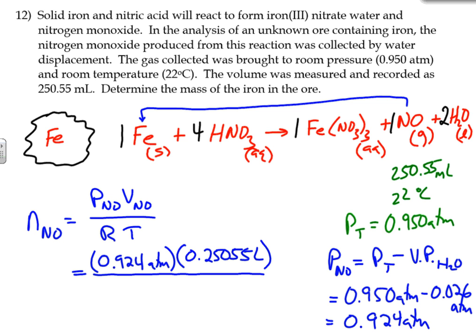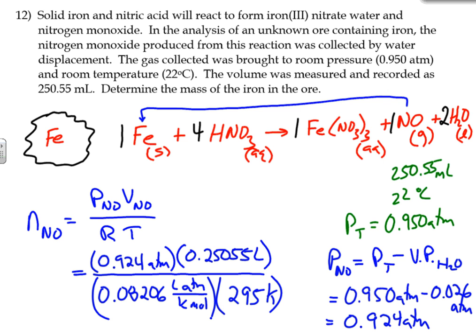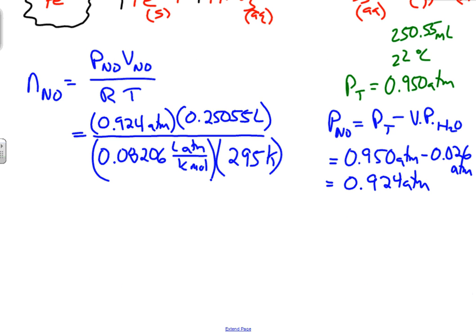I'm going to put these in the right units so it will work with our value of R. R is 0.08206 liter atmospheres per Kelvin mole. And temperature, remember we need to use Kelvin whenever we use calculations with the temperature. So we're going to have 295 Kelvin. And let's scroll down here and we'll get the number of moles of nitrogen monoxide. And our moles of nitrogen monoxide is going to be 9.56 times 10 to the negative third moles.